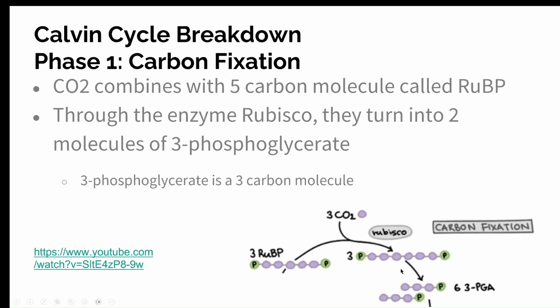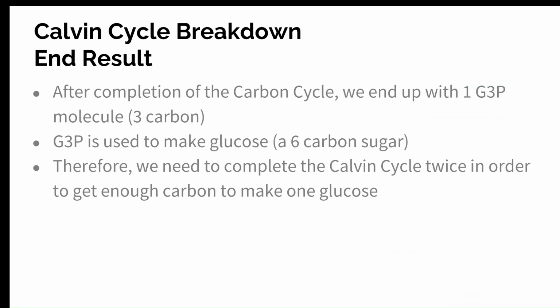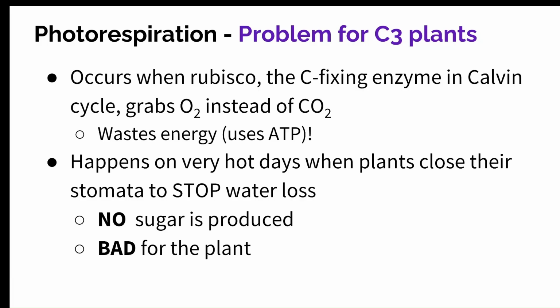And that is not going to get us our 6-carbon sugar. That's basically just going to be a waste of ATP. And that's a big waste of energy. And this can happen for C3 plants. And this happens on very hot days when the plants will close their stomata to stop water loss. So when the plants close their stomata, CO2 cannot get in.